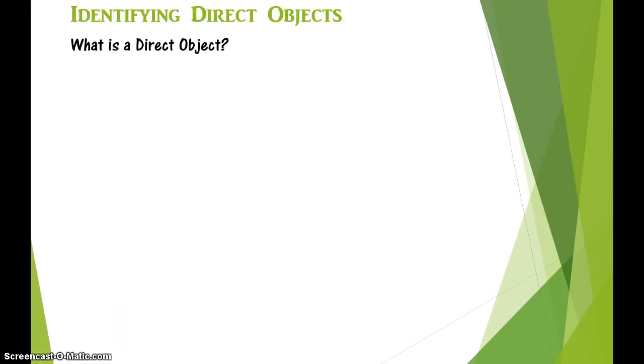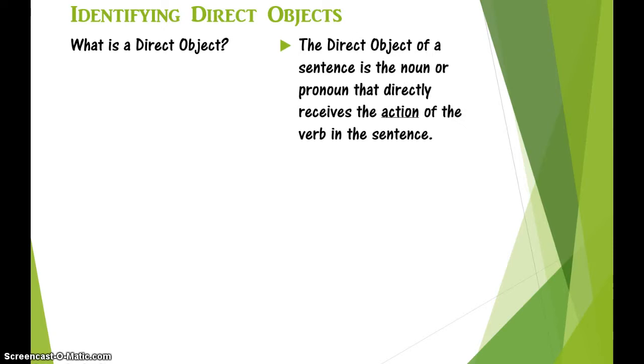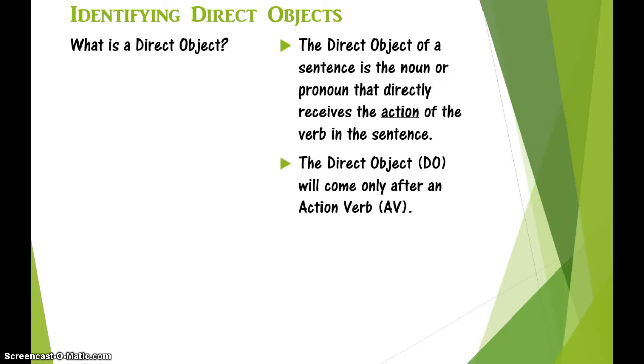What is a direct object? Well, the direct object of a sentence is the noun or the pronoun that directly receives the action of the verb in the sentence. The direct object, or the DO, will always come only after an action verb, which we label as AV. So let's look at an example.